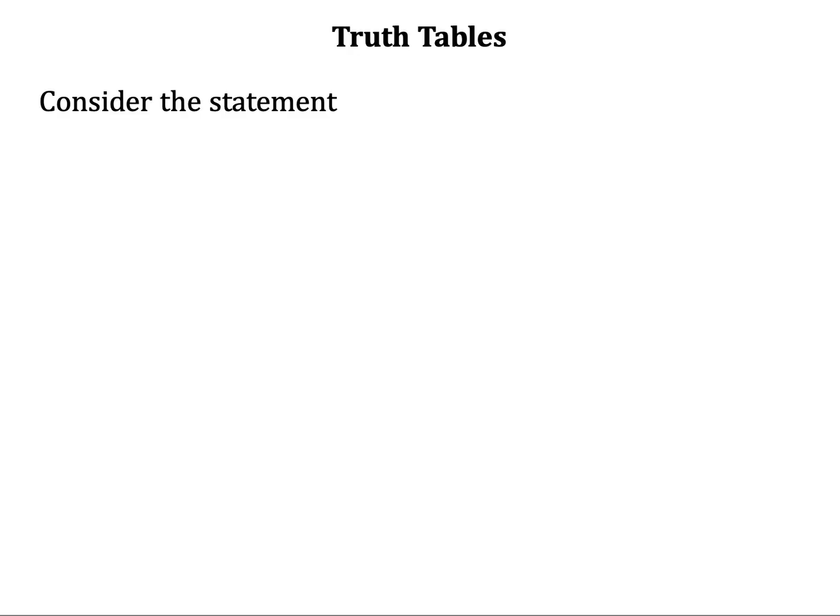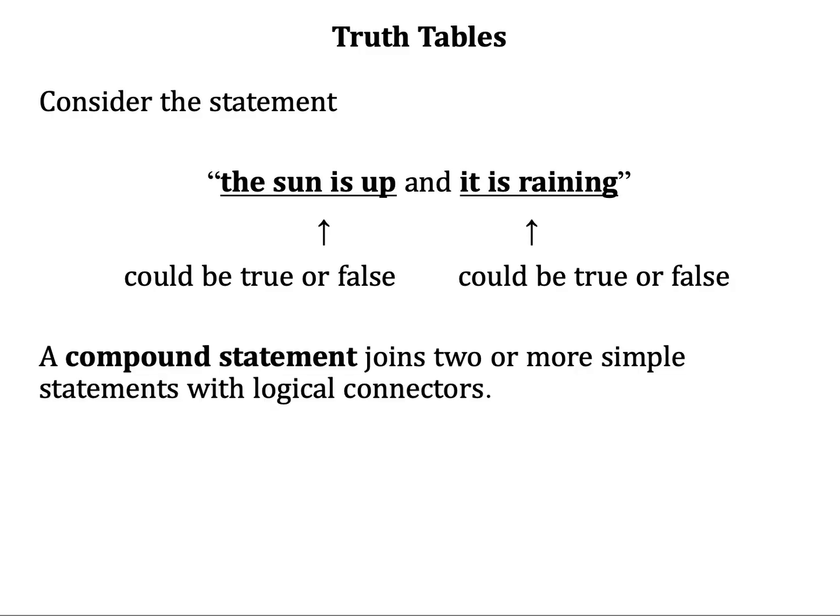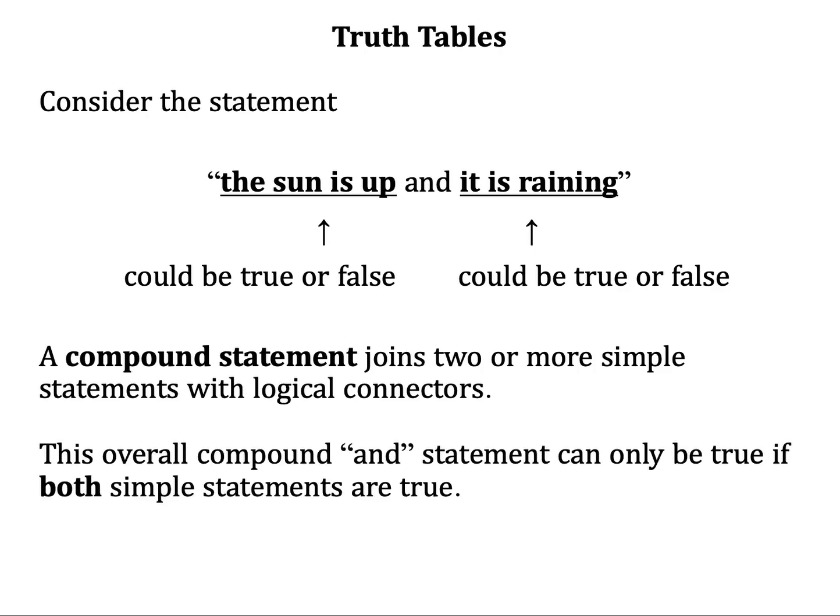This video is about truth tables. Consider the statement, the sun is up and it is raining. One part of the statement could be true or false, and the other part could be true or false too. This is a compound statement. A compound statement joins together two or more simple statements with logical connectors. The overall compound and statement can only be true if both of the simple statements are true.